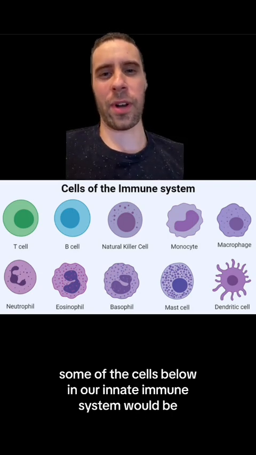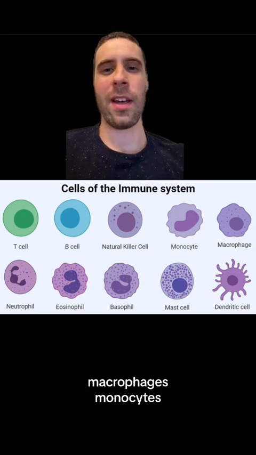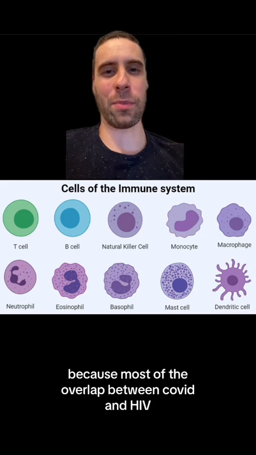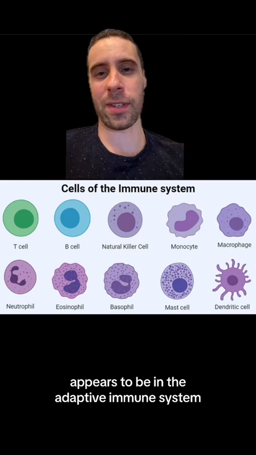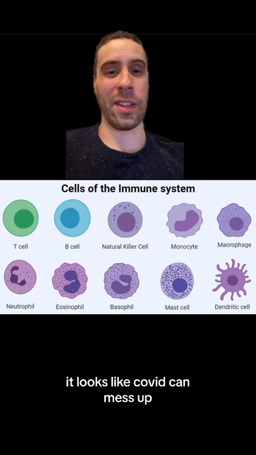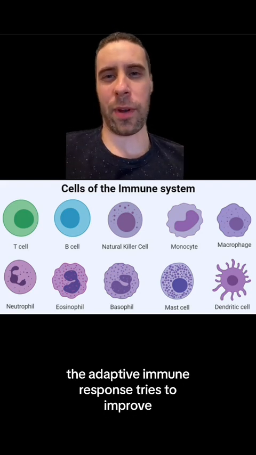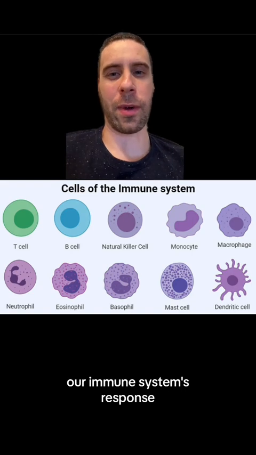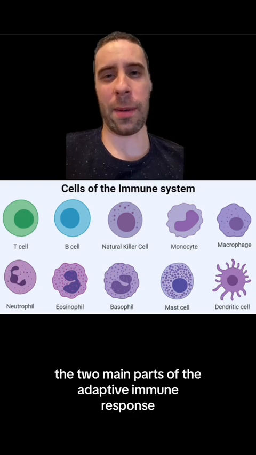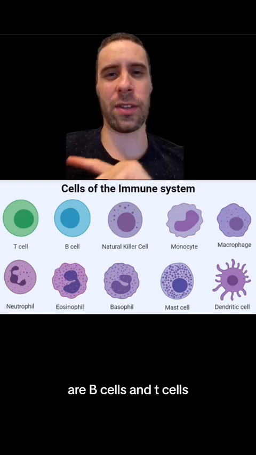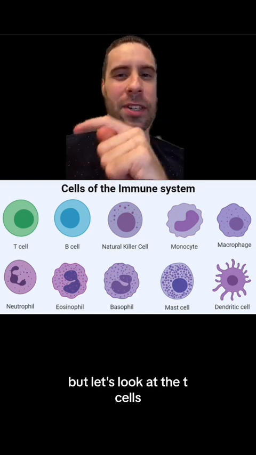Some of the cells in our innate immune system would be dendritic cells, macrophages, monocytes. We're not going to focus on these as much because most of the overlap between COVID and HIV appears to be in the adaptive immune system, although side note, it looks like COVID can mess up the innate immune system as well. The adaptive immune response tries to improve our immune system's response to specific threats that we're facing. The two main parts of the adaptive immune response are B cells and T cells. B cells are where our antibodies come from, but let's look at the T cells.